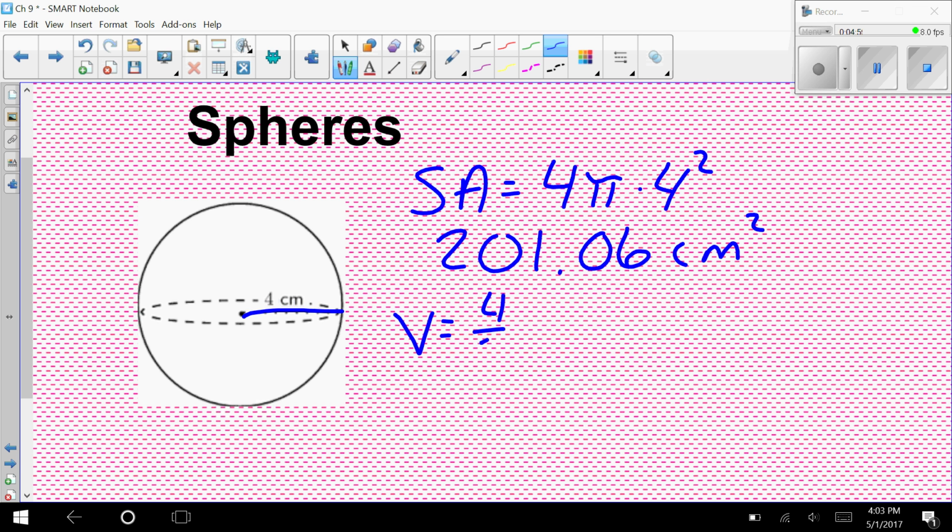For volume, I do 4/3 pi times my radius of 4 cubed. Plug that in my calculator, I get 268.08 centimeters cubed.